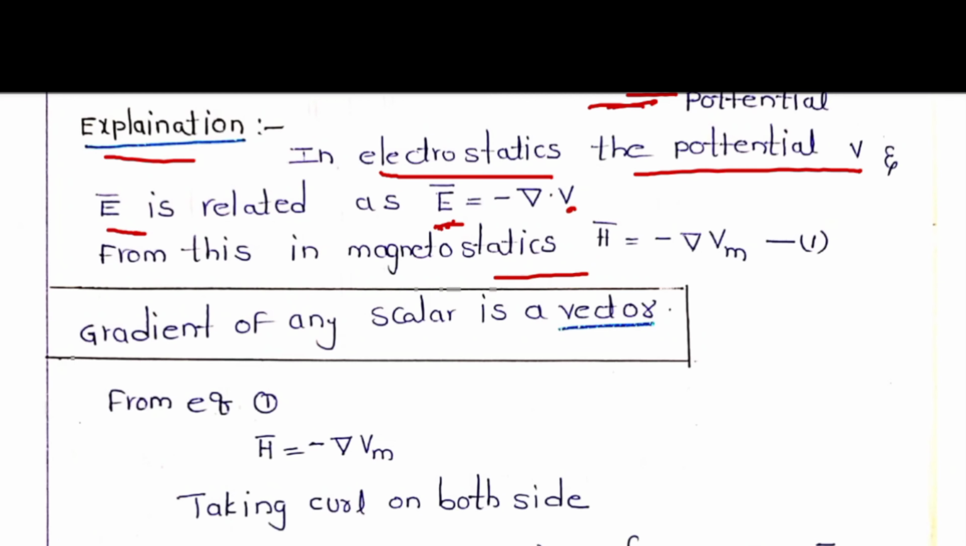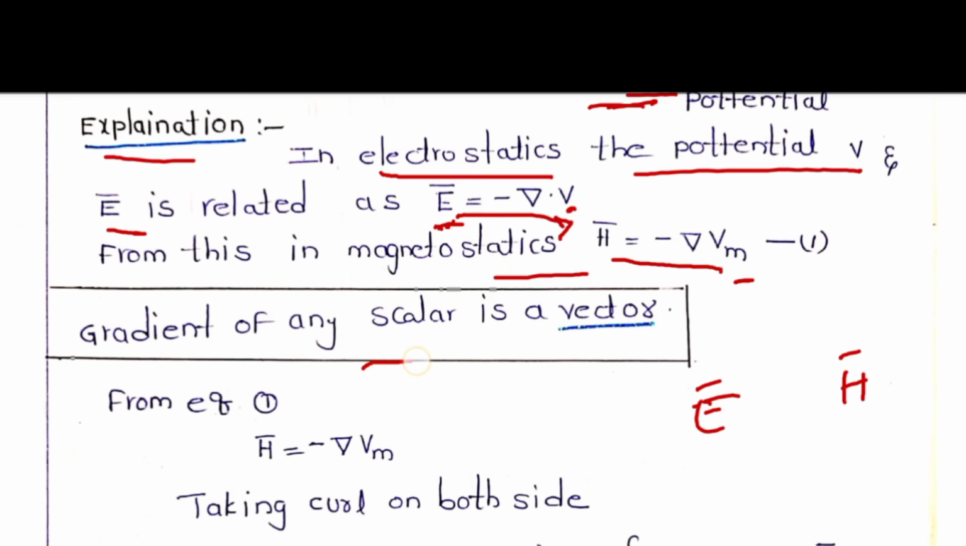In magnetostatics we can replace E bar with H bar, because in electrostatics E bar is the electric field intensity, whereas in magnetostatics H bar is the magnetic field intensity. So H bar equals minus del Vm, where Vm is the scalar magnetic potential.